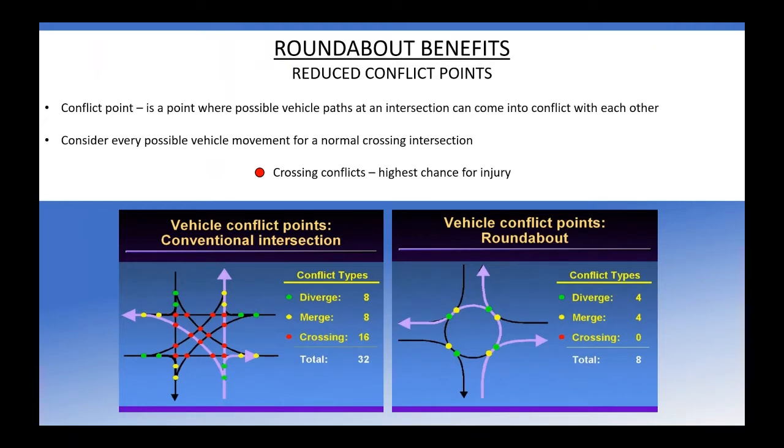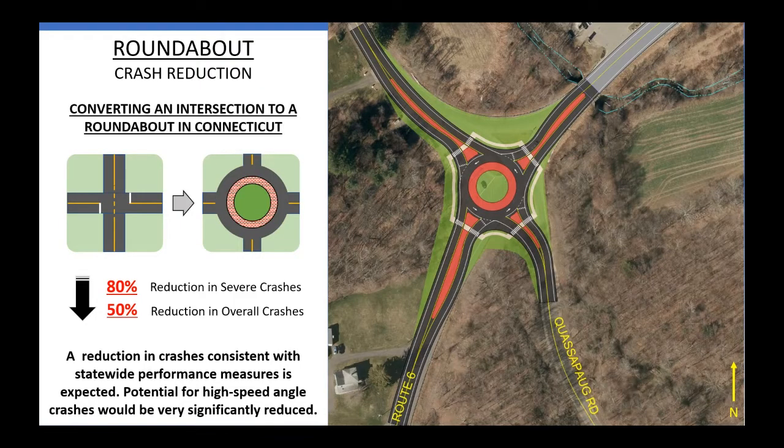The graphic on the bottom right shows the conflict points for a roundabout. There are a total of 4 diverge and 4 merge conflict points, and there are no potential crossing conflict points. These are the conflict points with the highest chance for injury. There's a total of 8 conflict points within a roundabout. Converting a conventional crossing intersection to a roundabout in Connecticut has yielded an 80% reduction in severe crashes and a 50% reduction in overall crashes. A reduction in crashes consistent with these statewide performance measures is expected for this location in Woodbury. The potential for high-speed angle crashes would be very significantly reduced.